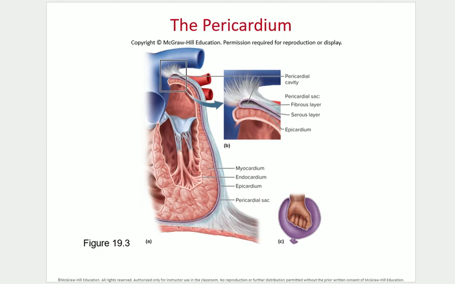These layers are called visceral layers and parietal layers. So remember, visceral layers touch the organ, just like viscera in your digestive system and everything we talked about gross anatomy wise. And then the parietal layer is the layer that lines the inside of the wall. So we have our visceral pericardium, and we have our parietal pericardium.